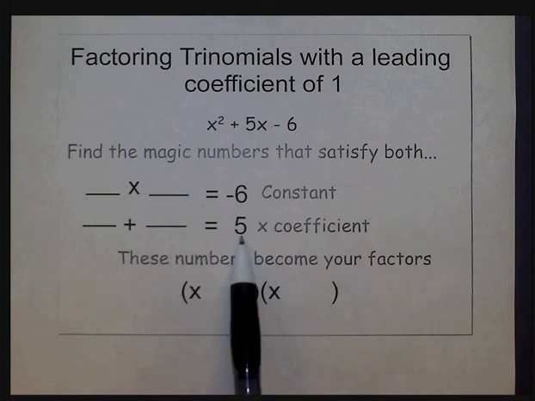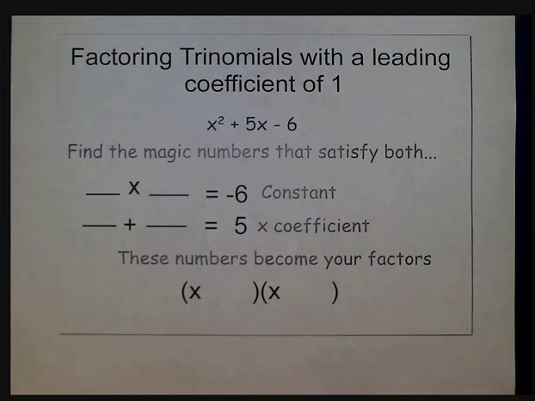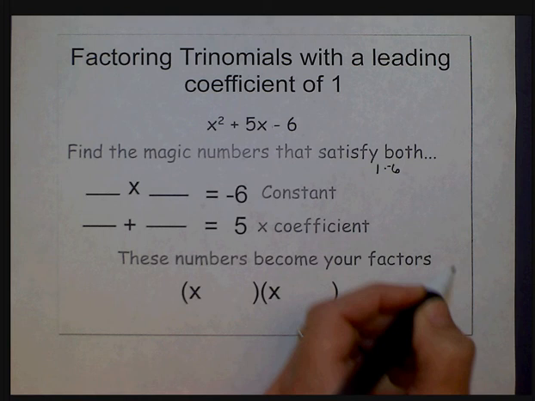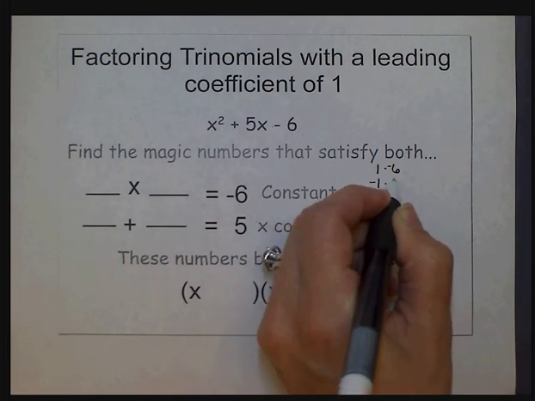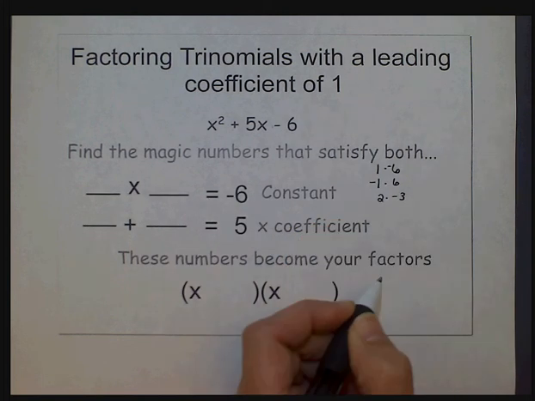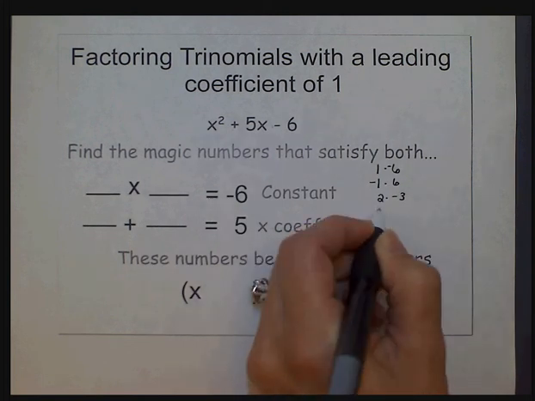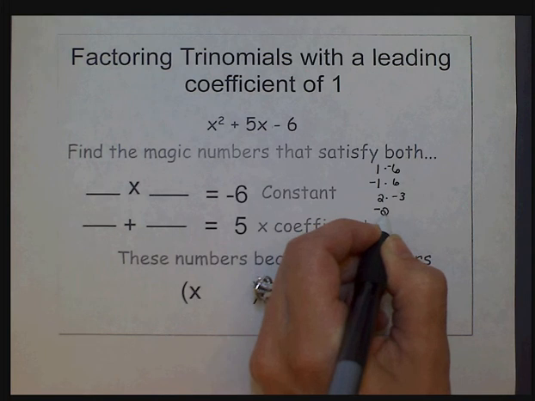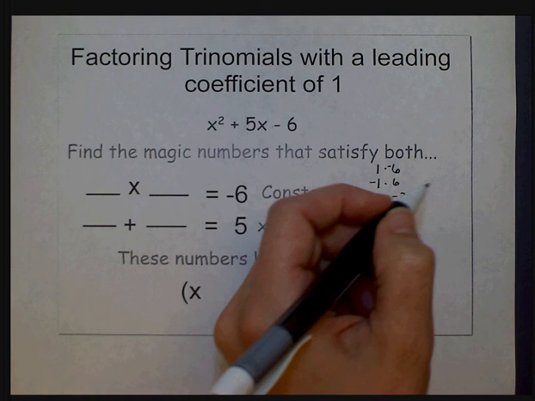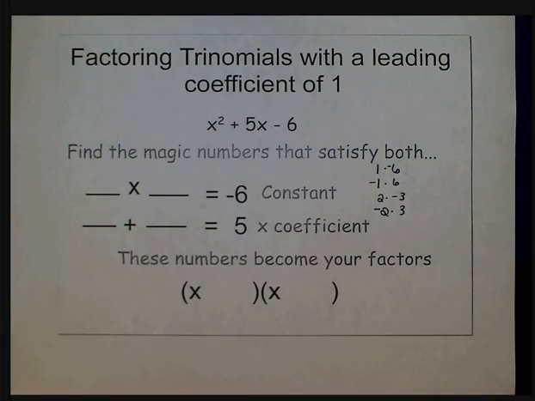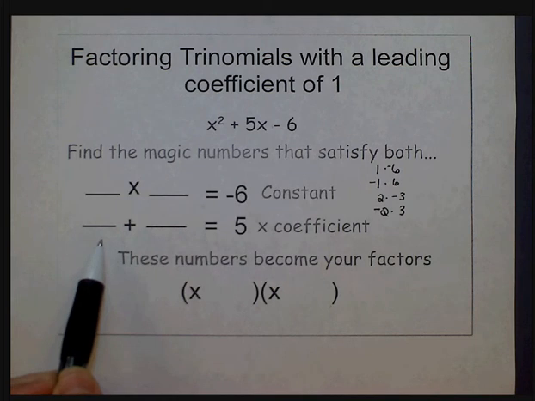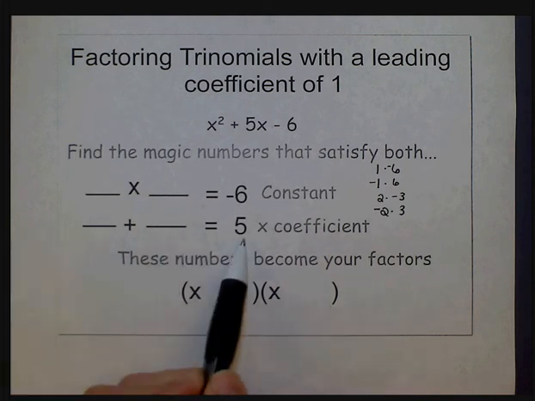So to find these two numbers, I'm going to look at all the ways I can make negative 6. I can take 1 times negative 6. I can take negative 1 times 6. I can take 2 times negative 3. Or I can take negative 2 times positive 3. All of those will give me a negative 6. So of these 4 combinations, we need the one that also satisfies, if I add them, they equal 5.